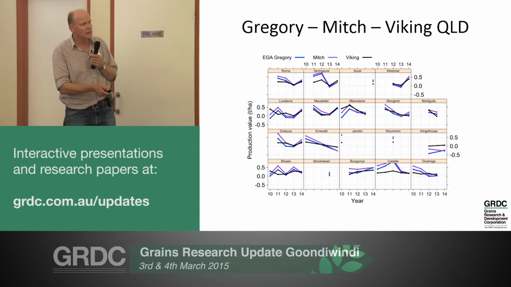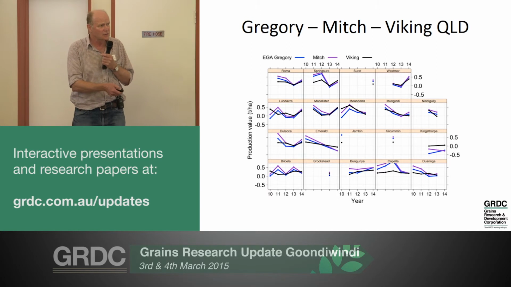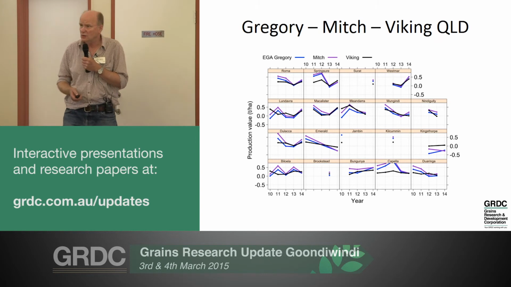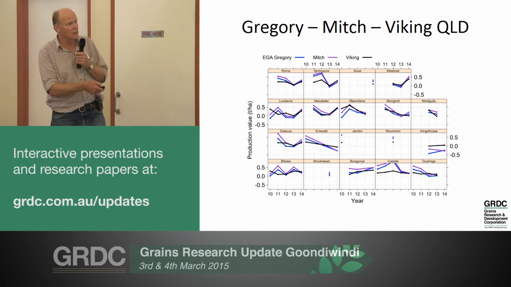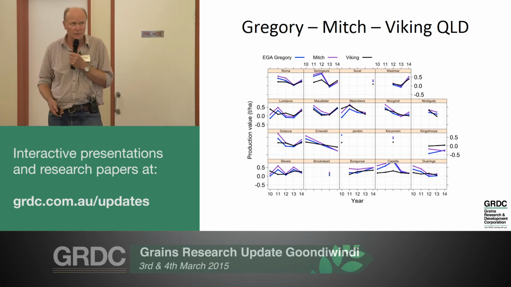Same in central Queensland, except you wouldn't grow Viking at Capella because 3 years out of 5, it's going to be costing you quite a lot of yield. Same at Springshaw, 2 years out of 4, it's going to be costing you. So you would actually be looking at growing Gregory rather than Viking.